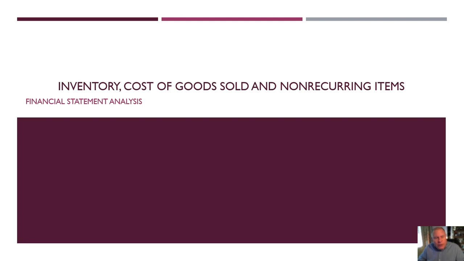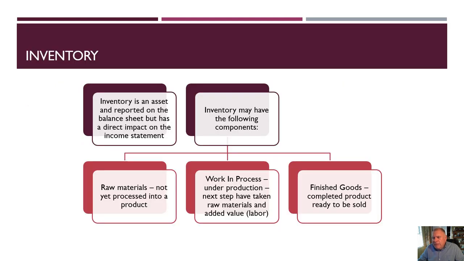Good day, folks. Today we're going to take a little look at inventory, cost of goods sold, and non-recurring items, both from an accounting perspective, but more importantly from a financial statement analysis perspective. The first thing is that inventory is an asset reported on the balance sheet, but it has a direct impact on the income statement.